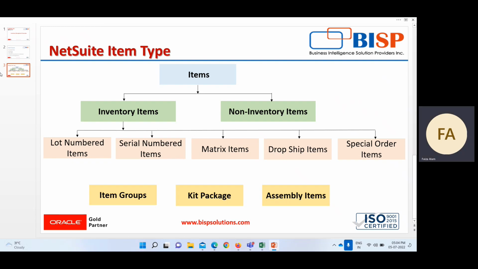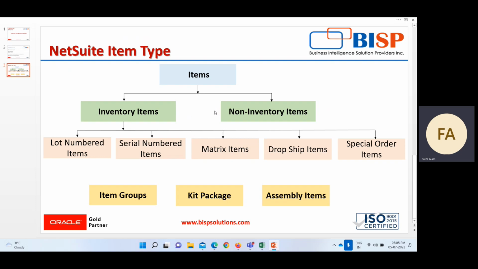Under the NetSuite application, items are divided into two broad categories: inventory items and non-inventory items. Inventory items again have subdivisions: lot numbered items, serial numbered items, matrix items, dropship items, and special order items. First, let me tell you about the inventory and non-inventory items.